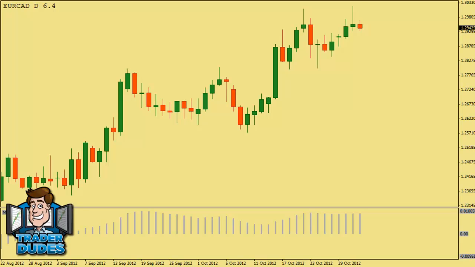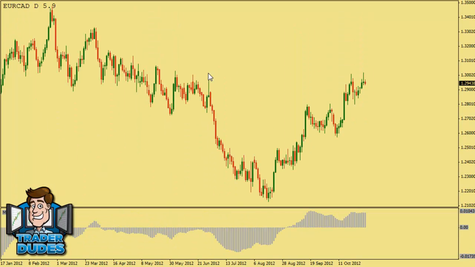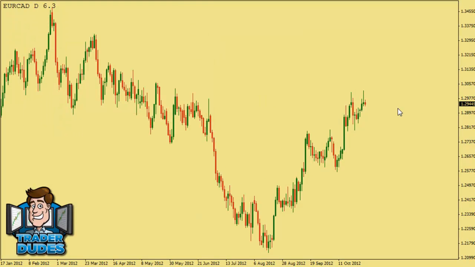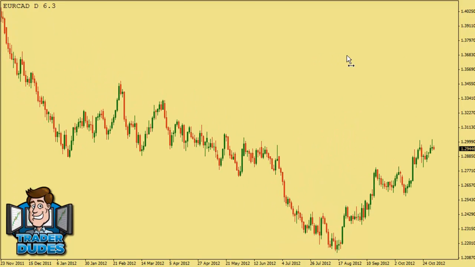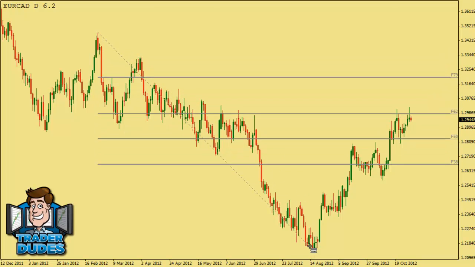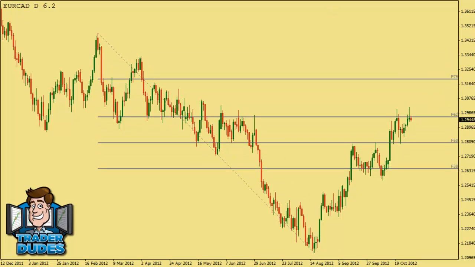Now, the other thing I want to do is, if we zoom out here, let's get rid of this MACD indicator. We don't need that. We know the divergence now. If we take the recent swing high to swing low, so that'll be from here to here, we can see that we are on the 62 fib level.